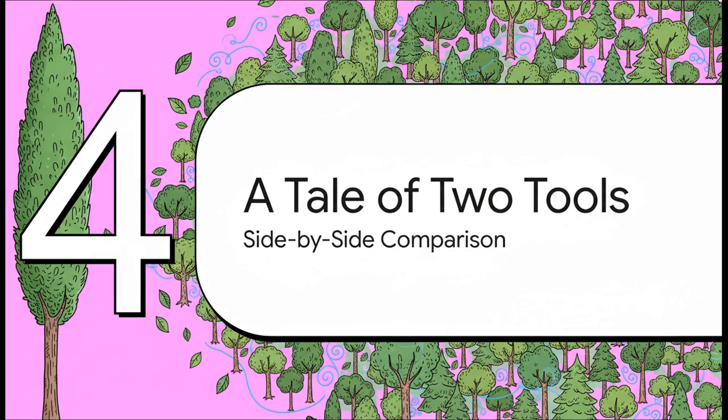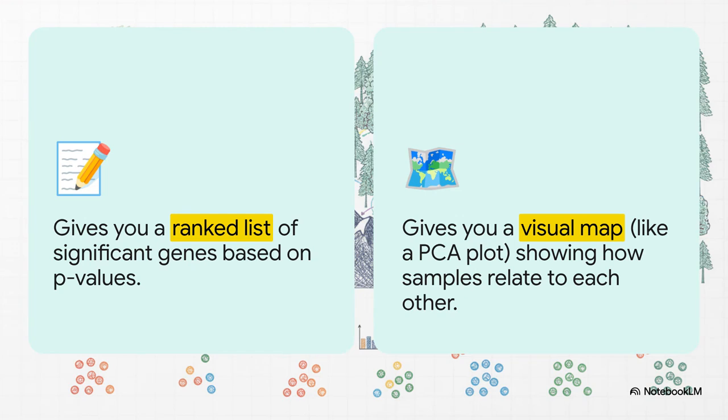All right, so now we've got our two very different ways of looking at this mountain of data, right? One for the trees, one for the forest. Let's really put them head to head to make the difference totally clear. I think this is the most practical way to think about it. Like, forget the theory for a second. What do you actually get at the end of the day?